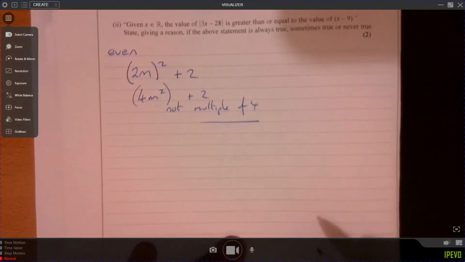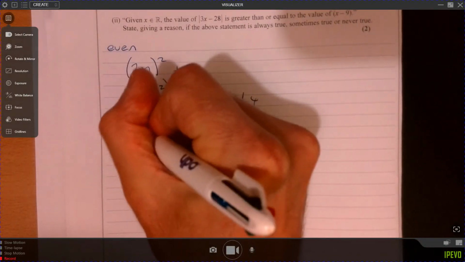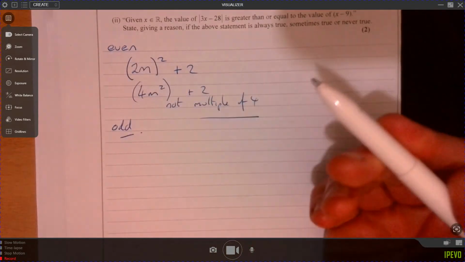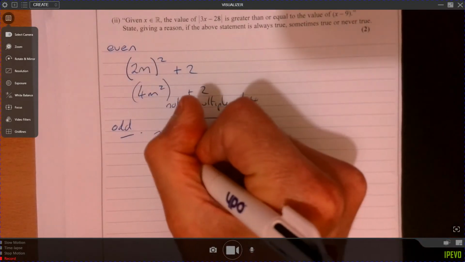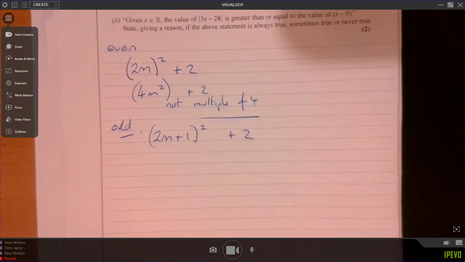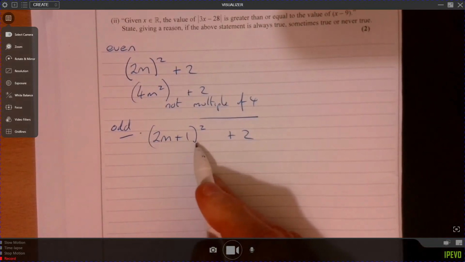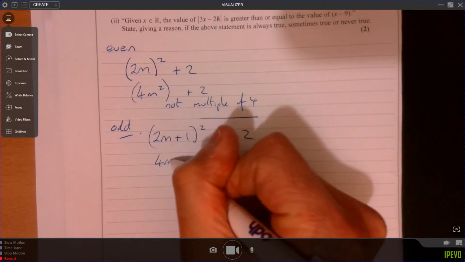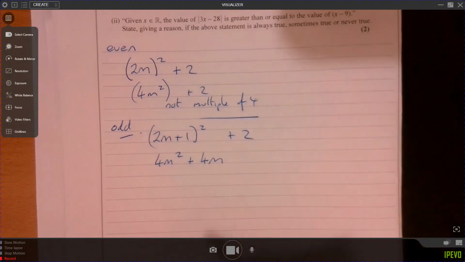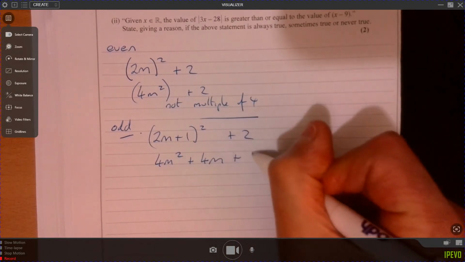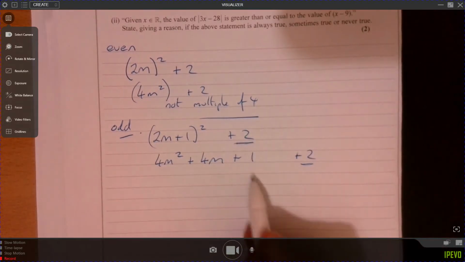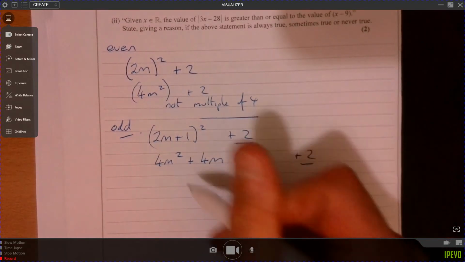The other possibility is, what about if it was odd? The number's either going to be even or odd. So that's where we use 2m plus 1. Don't forget we've got a plus 2 at the end. So if we expand this, that gives us 4m squared plus 4m plus 1 and then plus our 2. We've got 1 plus 2, that's 3.